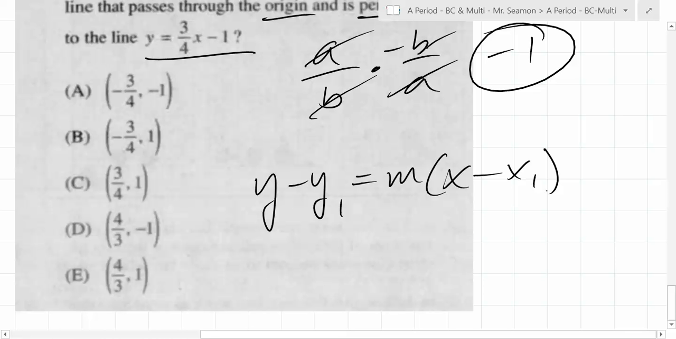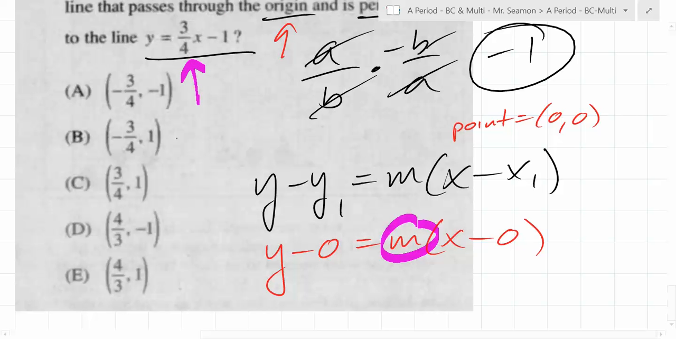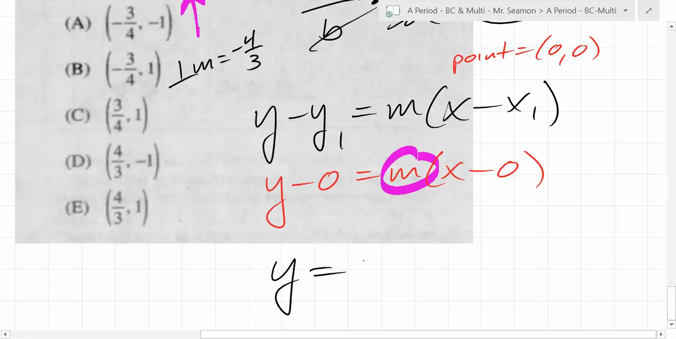Do they give you a point? The origin, right? They tell you it's the origin. So we have a point, which is (0, 0). We could plug that in. y minus 0 equals m times x minus 0, right? What's the only thing left that we need? The slope. Well, we know the slope here is 3/4. So what's the perpendicular? Upside down T means perpendicular. What's the perpendicular slope? -4 over 3. So what's the equation of this line going to be? y equals -4 over 3 x.